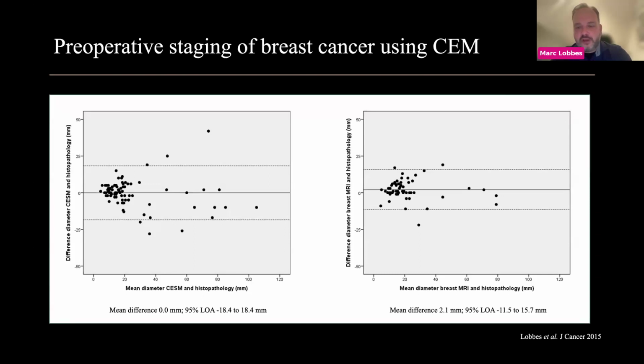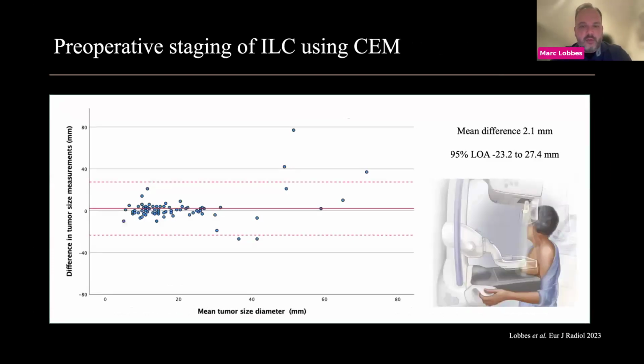Now, you can also explain it as a mean difference. And you see here that in our study, the mean difference was approximately 0 millimeters in contrast-enhanced mammography and a little bit of an overestimation on breast MRI with 2 millimeters. But these are very small numbers. And when you consider that the surgeon will always take a safe margin when they operate, these are non-relevant differences, I think.